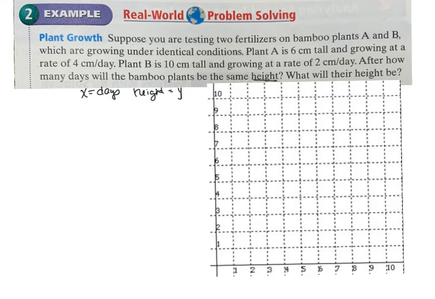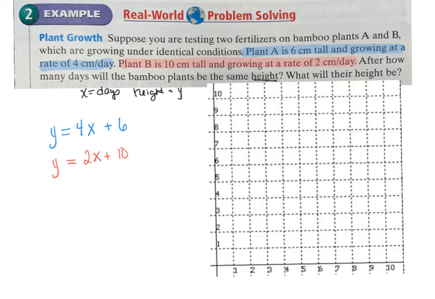So if I'm talking about the first plant, all right, so let's say plant A. My height for plant A is going to be based on how fast it grows. So how fast is plant A growing per day? 4. So 4 centimeters per day is how it's growing. And I started with what height? 6. And so I'm going to do the same thing for plant B. All right, my plant B's height is going to be based on how fast it's growing. How fast is that one growing? 2. And when did it start at? Started at 10. And so this is what this is going to look like.